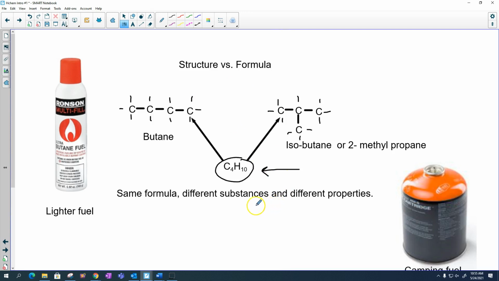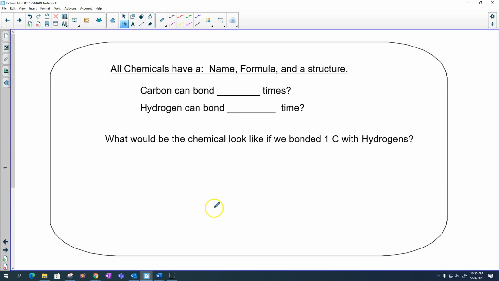Alright, let's move on. So, all chemicals have a name, formula, and structure. That's one thing we want to get through here in this area. As we do that, we're going to look a little closer at carbon. So, let's go back to biology. How many times can carbon bond? It can bond 4 times. Hydrogen can bond 1 time.